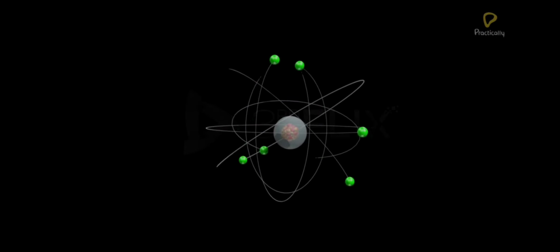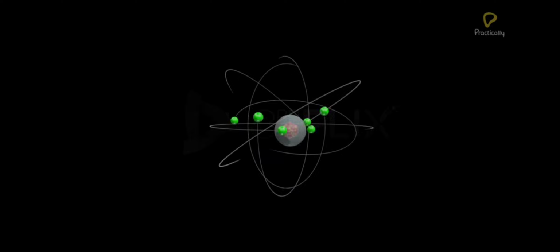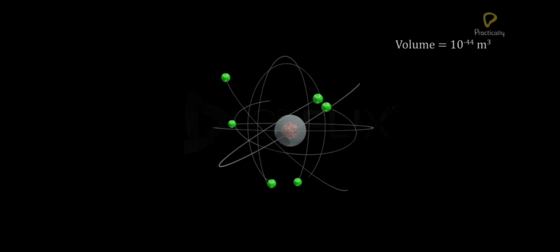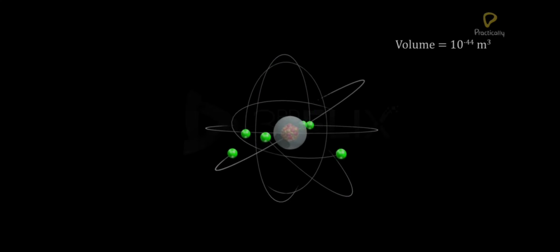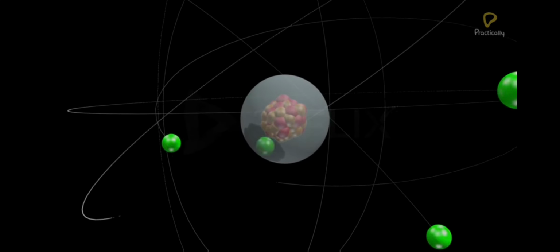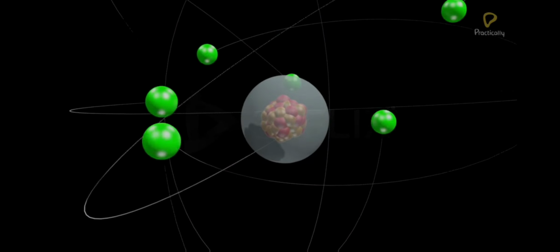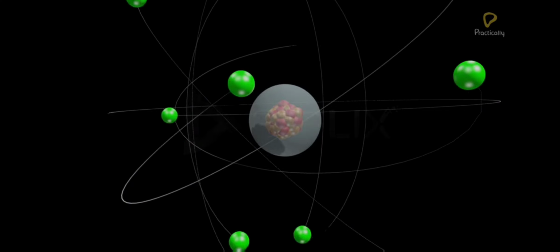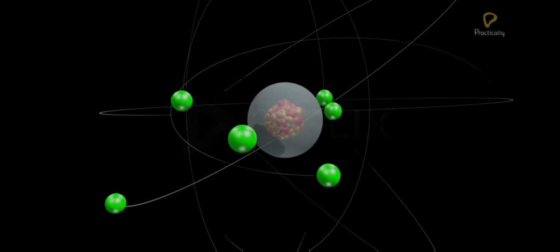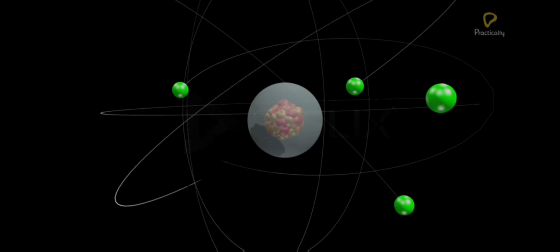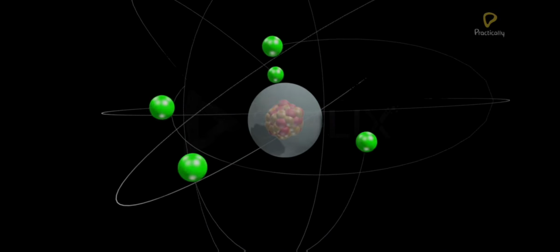Strong nuclear force. The nucleus of an atom contains protons and neutrons. It has a volume of around 10 to the power of minus 44 cubic meters. Protons which are in such close proximity within the nucleus should ideally break apart due to electromagnetic repulsion. But the strong nuclear force, which becomes dominant at such very short distances, binds them together and keeps the nucleus intact.